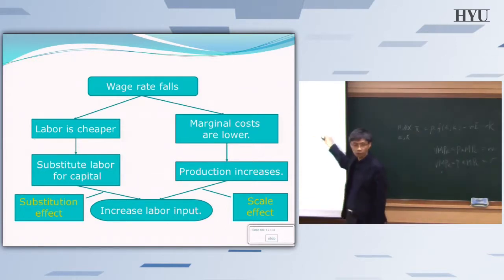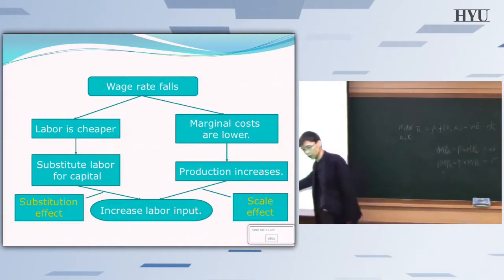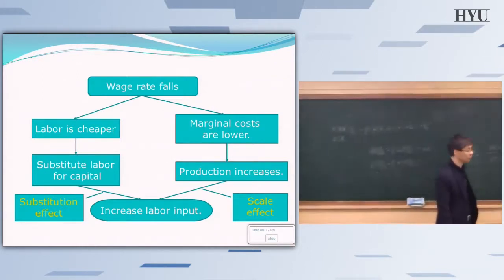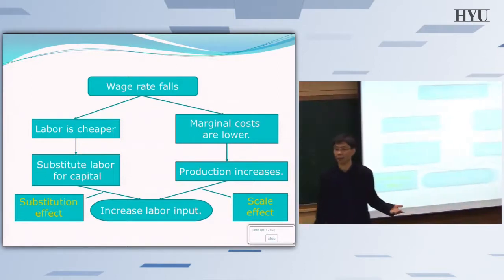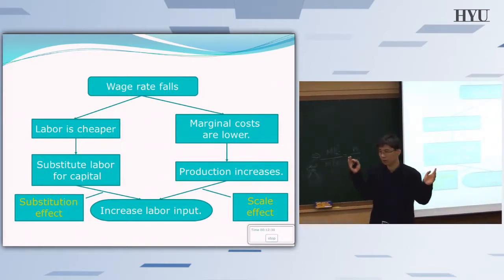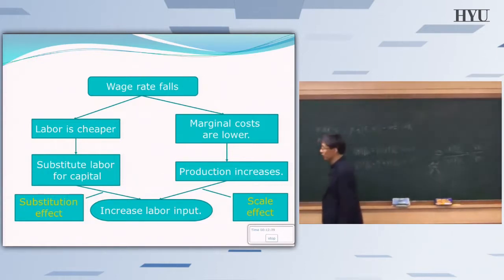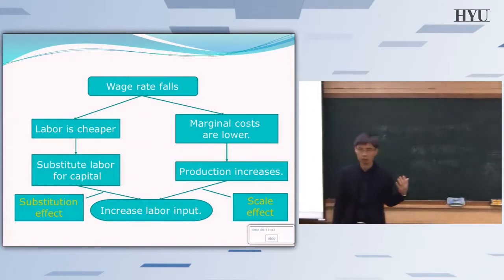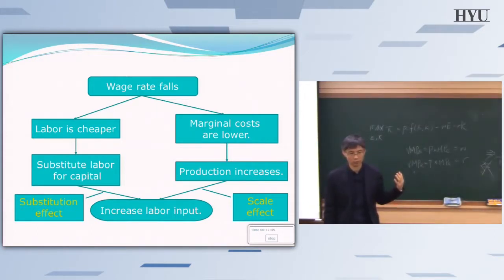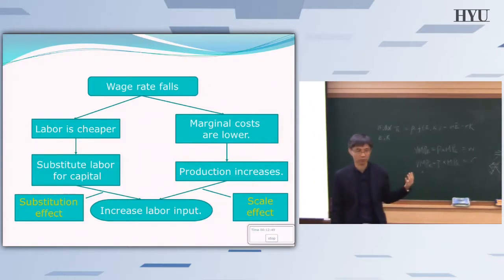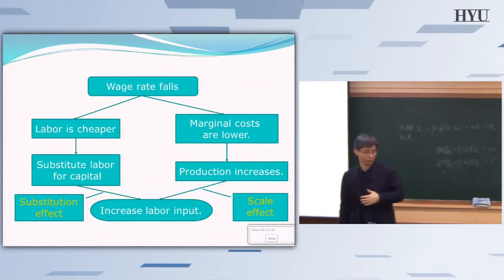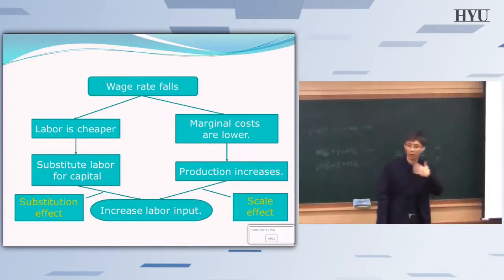Wage rate goes up, then what happens to marginal cost? Marginal cost goes up, right? So they will produce less. So they will hire fewer workers. Okay? So it will decrease labor input or decrease labor demand. That is the scale effect. Okay? So either way, we have the same movement. Okay? So as you can see that in the long run, labor demand curve is negatively sloped, right? It's not positive. If wage goes up, then we have substitution effect and scale effect, labor demand falls in the long run. Wage goes down, then labor demand goes up in the long run.